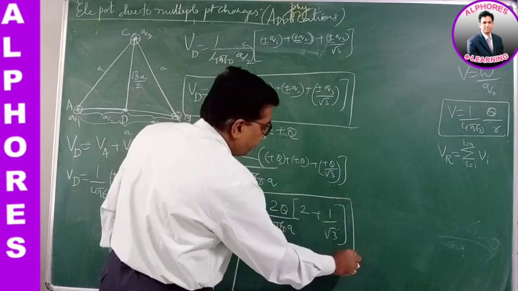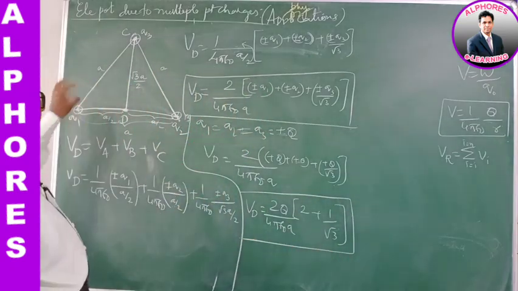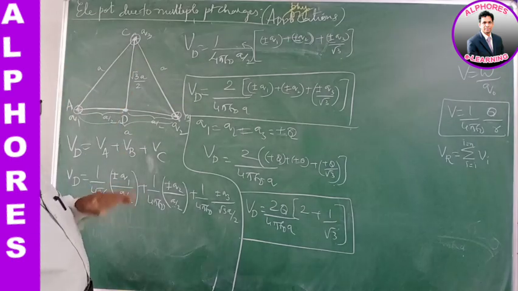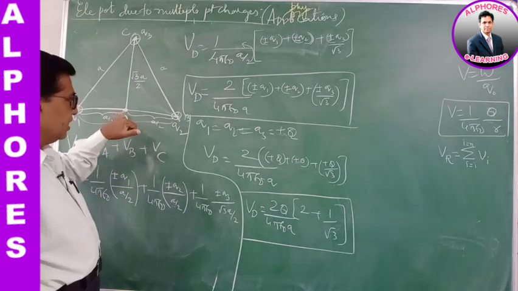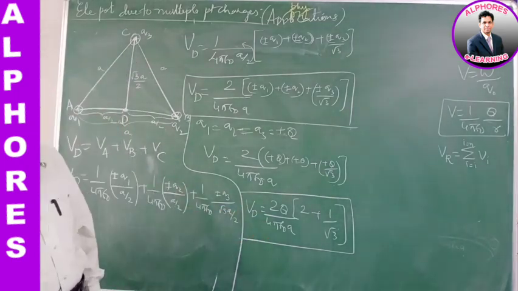So this is the potential. If all the charges are equal, three identical charges at the vertices of an equilateral triangle of side A, then the potential at the midpoint of any side is of this form.